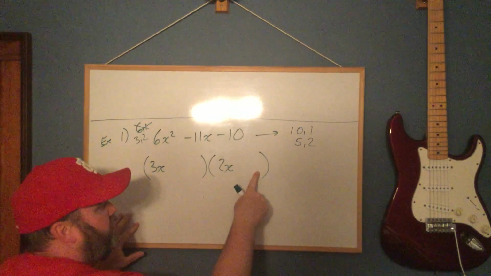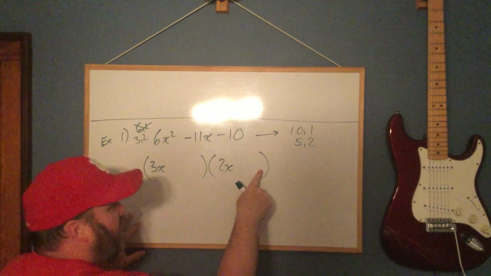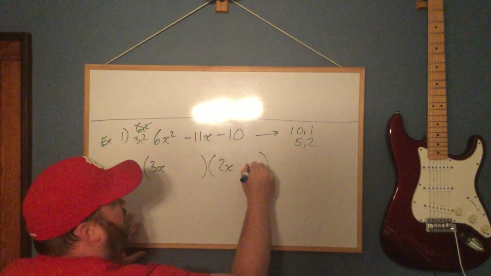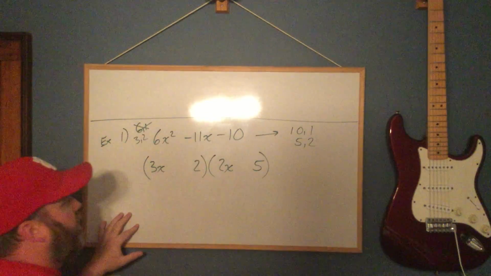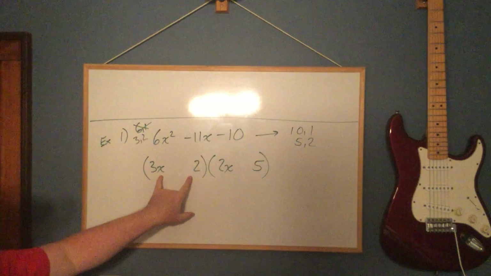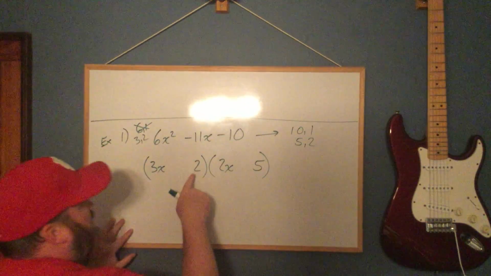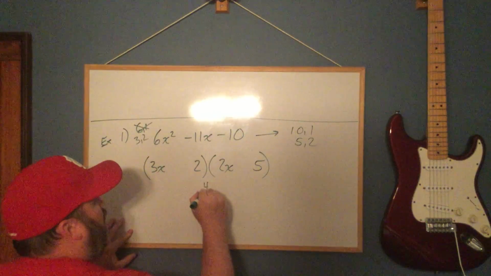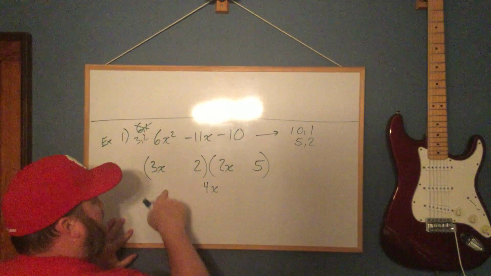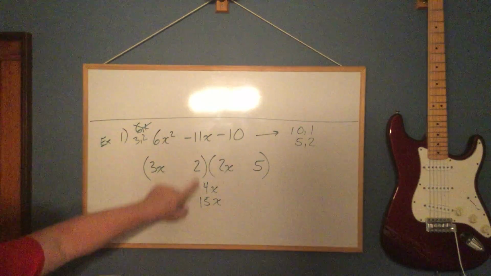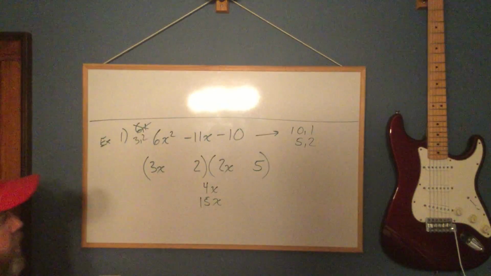Now, I can't put a 2 here. Again, 2 and 2 has a common factor of 2. It can't be here if it's not up here. But I can try 5 and 2 this way because there's not a greatest common factor between 3 and 2 and 2 and 5. So multiply these, and I get 4x. Multiply these, I get 15x. Subtract, 11x. That's what I want.